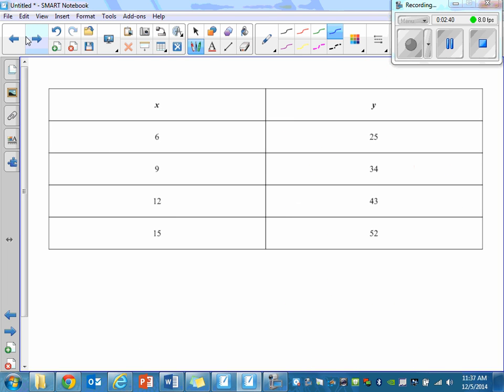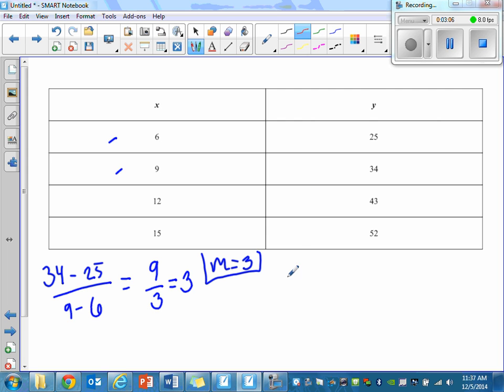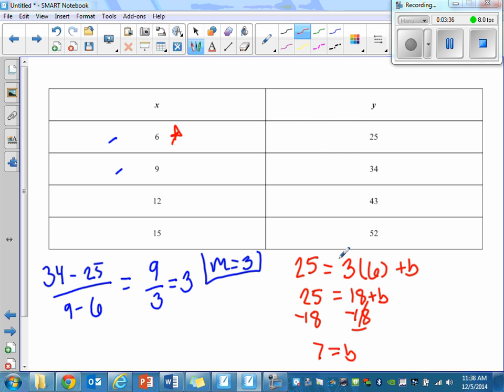Sometimes you might be given a table and asked to find the same thing. So again, you just can pick 2 points. I'm going to pick this one and this one. First I'm going to find the slope, so I'm going to do y2 minus y1 over x2 minus x1. This simplifies to 9 over 3, which equals 3. So my slope equals 3. Okay, then you just pick the point. I'm going to pick the first one and plug that in to y equals mx plus b. So y is 25, which equals the slope times x plus b, and solve your equation for b. 3 times 6 is 18, plus b. To solve for b, we subtract 18 from both sides, and 7 equals b. That means the y-intercept is at the point (0, 7).